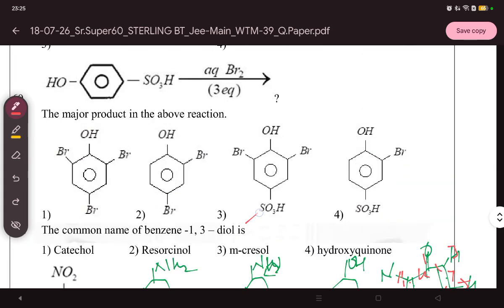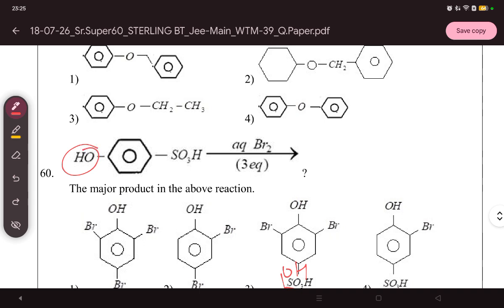The common name of 1,3-dihydroxybenzene is resorcinol. At 1,2 it is catechol, 1,3 resorcinol, 1,4 hydroquinone.